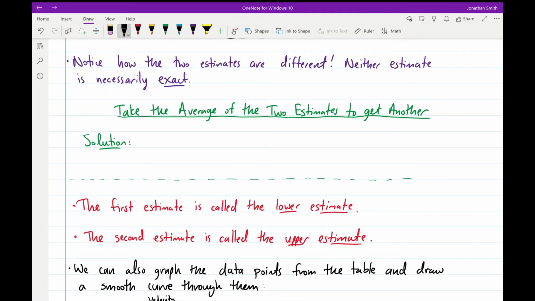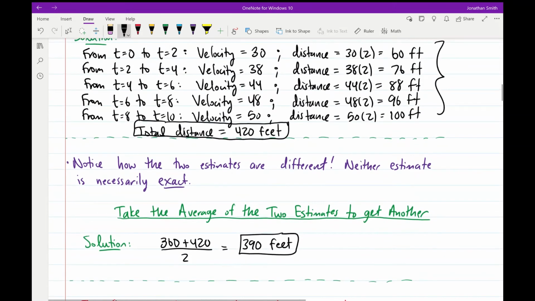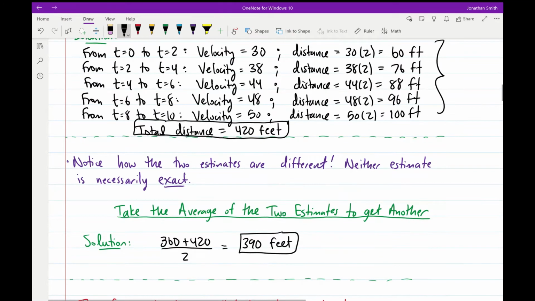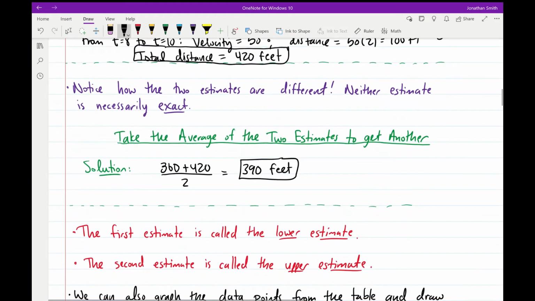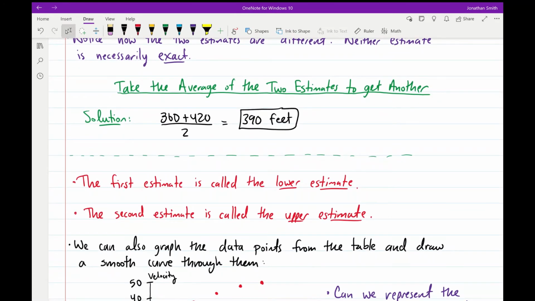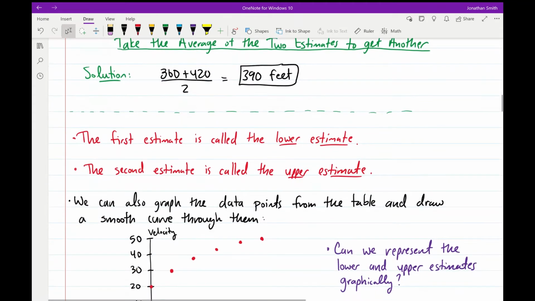And on top of that, we could take both of these approximations and even average them to get another approximation instead, and we would get 390 feet. And this approximation of 390 feet is probably a bit better than either 360 or 420, but not necessarily. So here are a few different ways that we can approximate the total distance that the car travels.